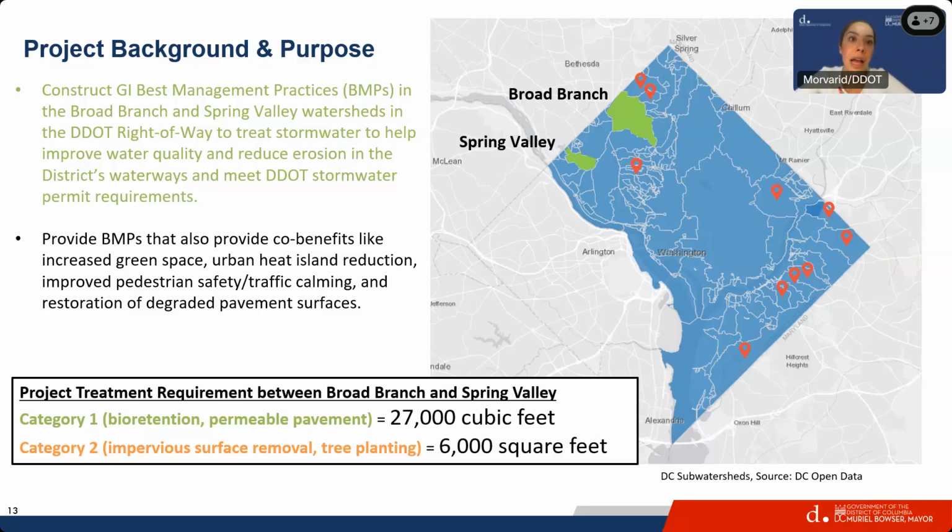I was asked how many facilities you need to propose in these two sub-watersheds. We have a goal. Per EPA mandate, the DOE and DDOT have goals for each project when we propose it, which is different for each. For this project, we are required to treat 27,000 cubic feet of stormwater through proposing bioretention and permeable pavement. And then we are required to have 6,000 square feet of tree planting and impervious surface removal, which is removing unnecessary pavement in the streets. Next slide, please.